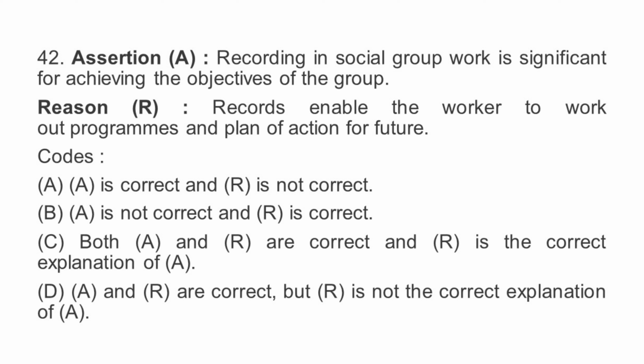Next one, assertion. Recording in social group work is significant for achieving the objectives of the group. Reason, records enable the worker to work out programs and plan of action for future. Right answer from the code is option C. Both assertion and reason are correct, and reason is the correct explanation of assertion.